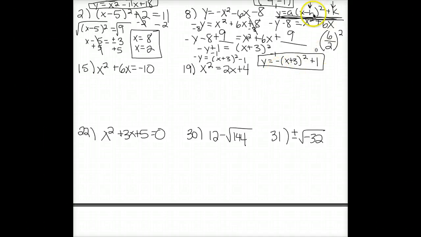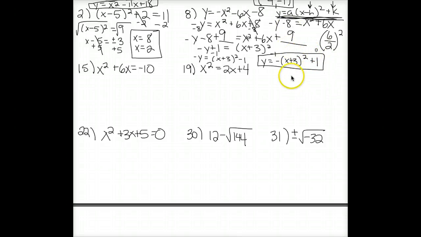The vertex, I already told you, is at (h, k). So in this case, h is -3 because you have to change the sign because this is a minus. And k is 1, so the vertex is at (-3, 1). Then it asks for the max or min. In this case, because it opens down, I know it's a max. That max value is going to be at the y coordinate of the vertex, so that's 1. So max of 1. And then finally, it asks for the x-intercepts.